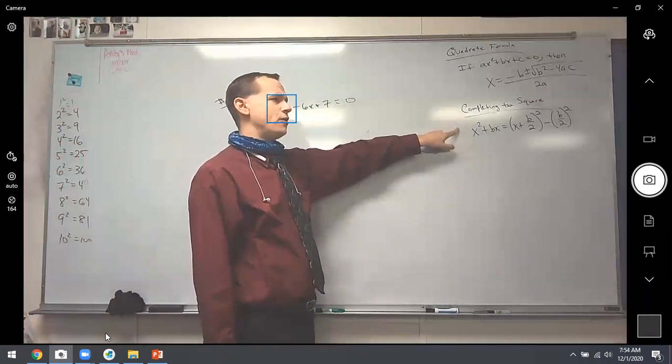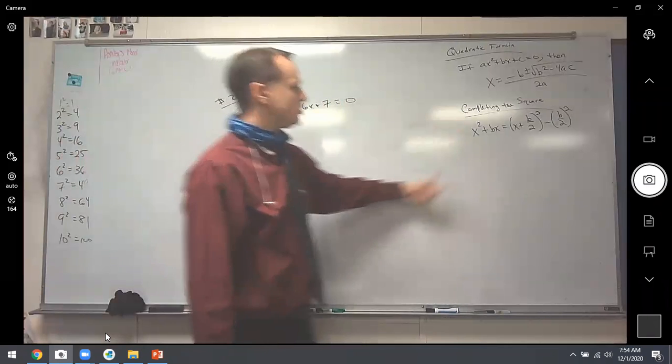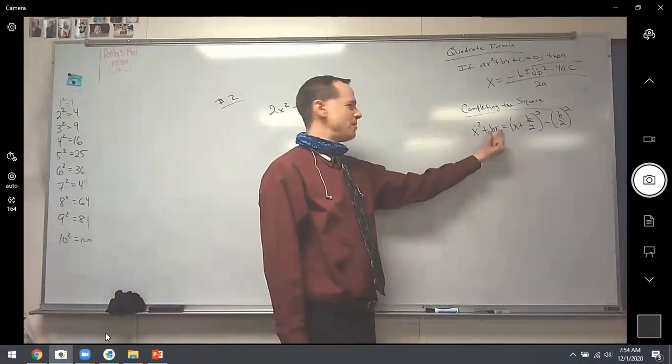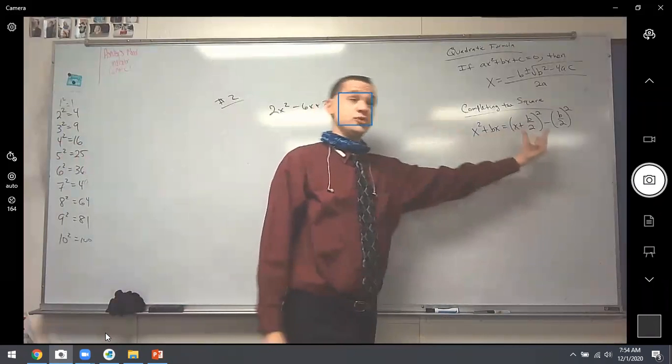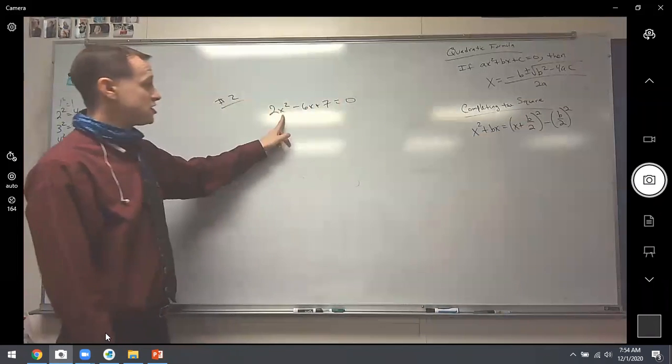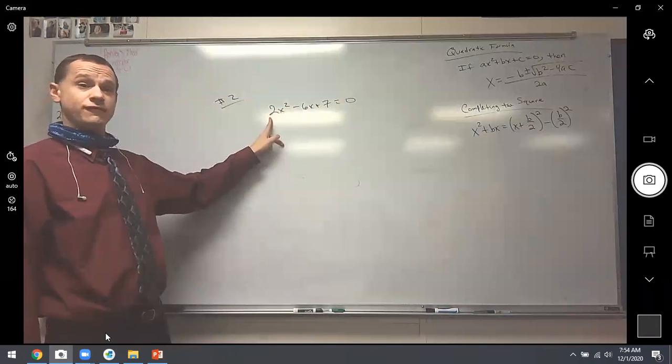Okay, you just got to follow it religiously. If you can get something to look like this, x squared plus a number times x or something like that, then you can use this formula right here. Problem is, this doesn't have an x squared. It's got a 2 in front.